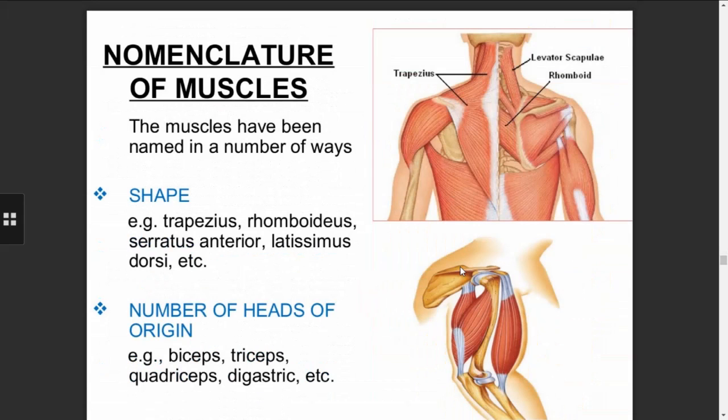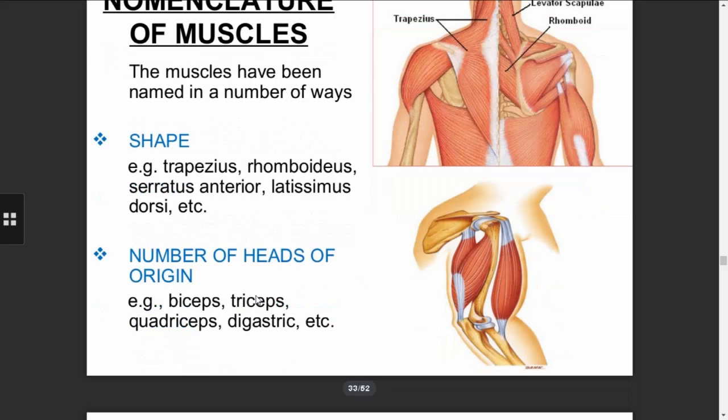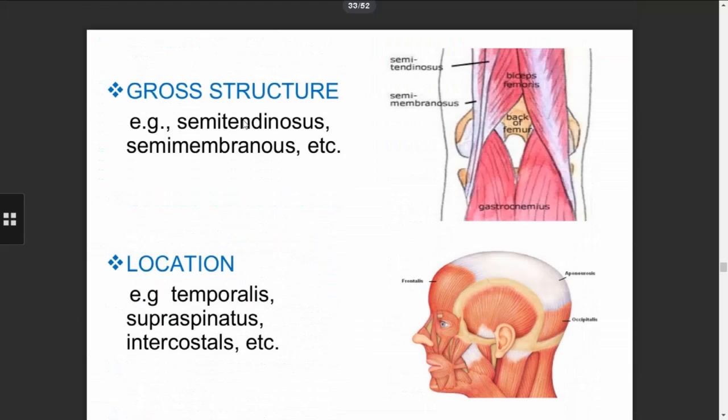Nomenclature of muscles. Muscles can be named in a number of ways. They are named on the basis of their shape, like trapezius, trapezoid shape; rhomboideus, a rhomboid shape; serratus anterior; latissimus dorsi. Number of heads of origin: biceps has 2 heads of origin, triceps has 3 heads of origin, quadriceps and digastric. Gross structure: semitendinosus and semimembranosus.